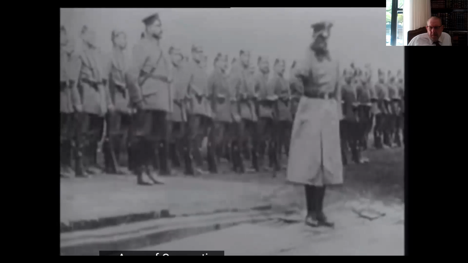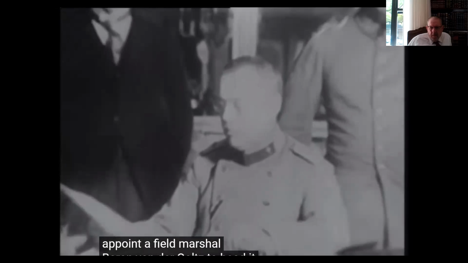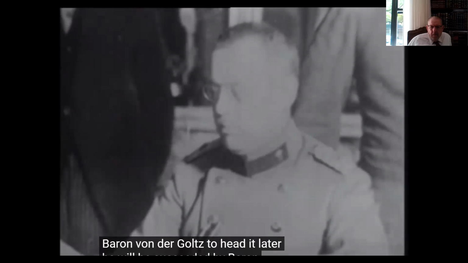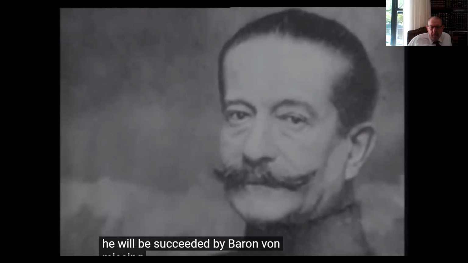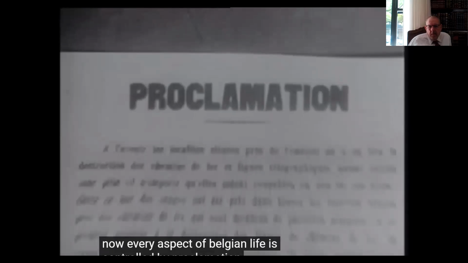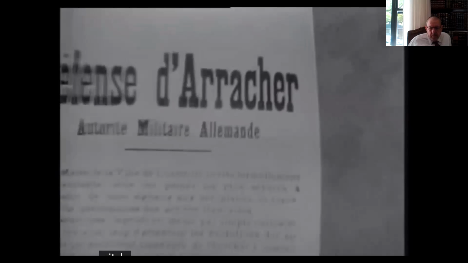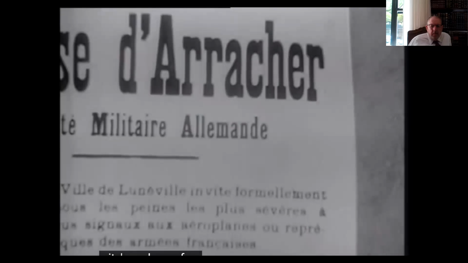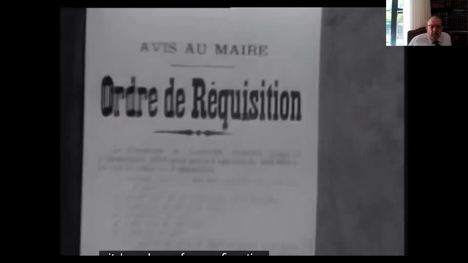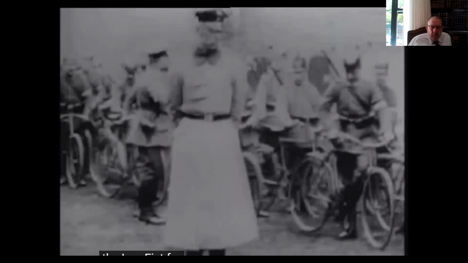An army of occupation. The Germans appoint a field marshal, Baron von der Goltz, to head it. Later, he will be succeeded by Baron von Bissing. Now, every aspect of Belgian life is controlled by proclamation. Death for snipers. Cities under curfew. Confiscation. The iron fist for Belgium.